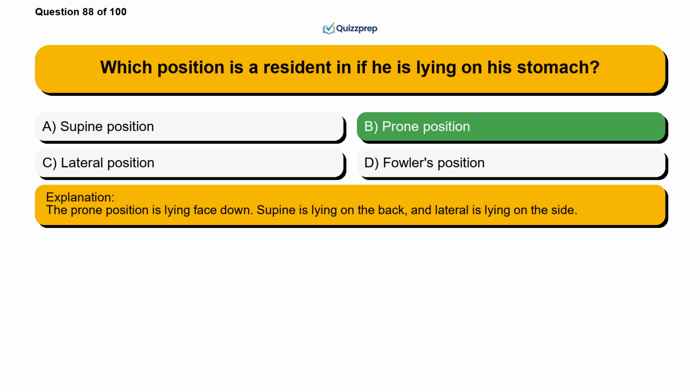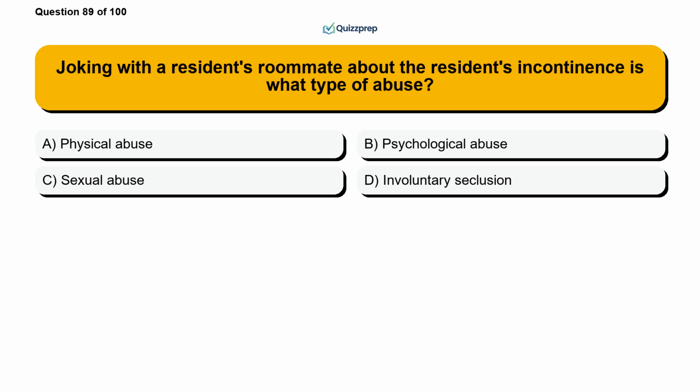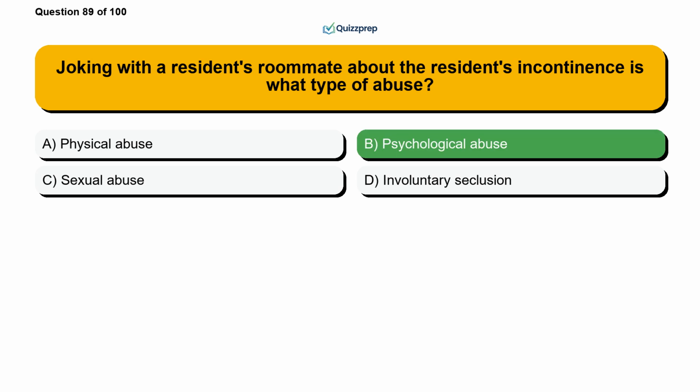Question 89. Joking with a resident's roommate about the resident's incontinence is what type of abuse? Option A. Physical abuse. Option B. Psychological abuse. Option C. Sexual abuse. Option D. Involuntary seclusion. The correct answer is option B.